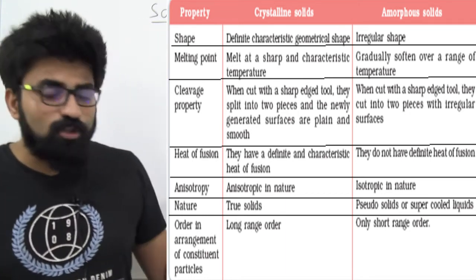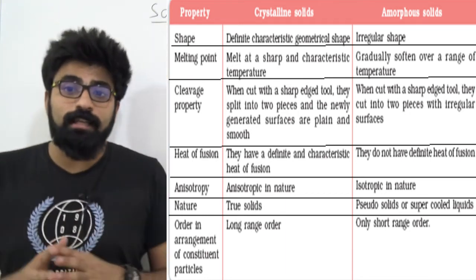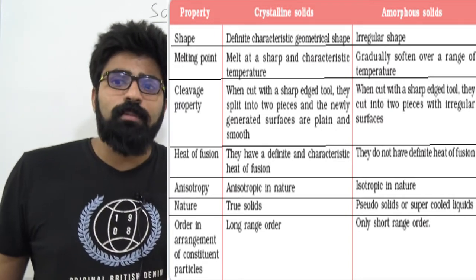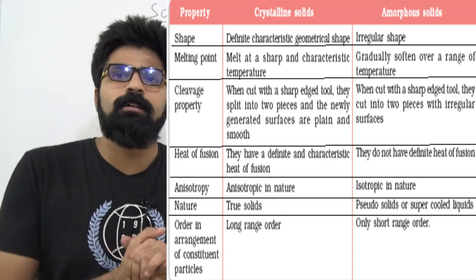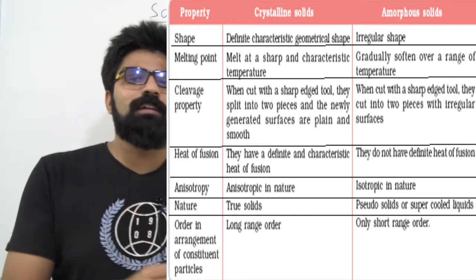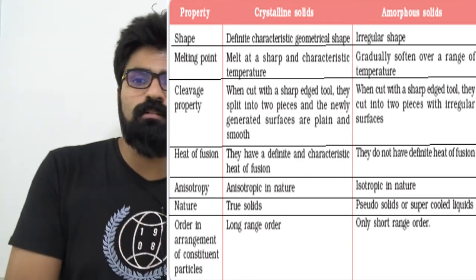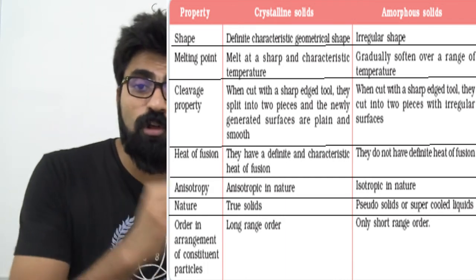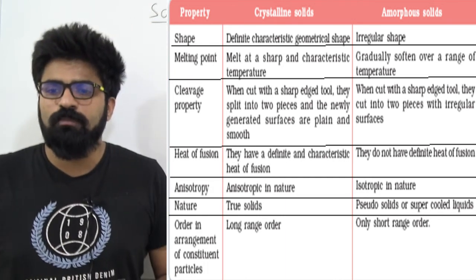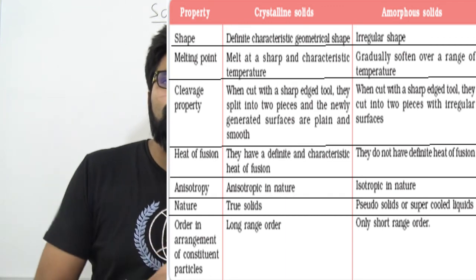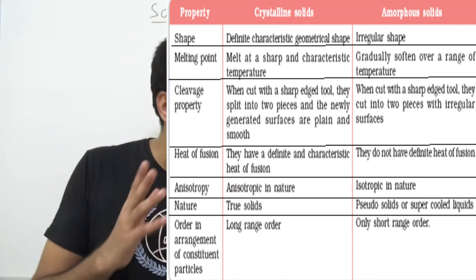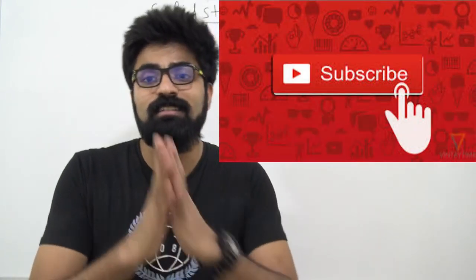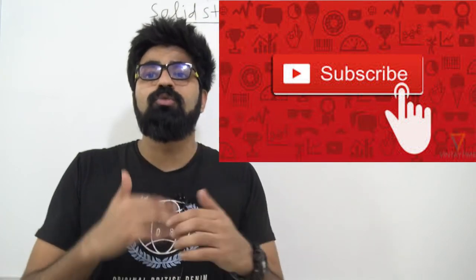One point is not mentioned in NCERT, but it is also targeted in your CBSE exams: amorphous solids are also known as supercooled liquids. Now, why do we call them supercooled liquids? We will see that next. So this is all about the types of solid, that is crystalline and amorphous. I hope you understood it.